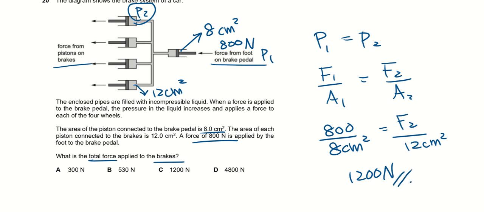But this is not the final answer, because this is just the force exerted at piston 2. We also have pistons 3, 4 and 5. So what is the total force applied to the brakes? I will need to multiply by 4 to get 4,800 newtons. So the answer is D.